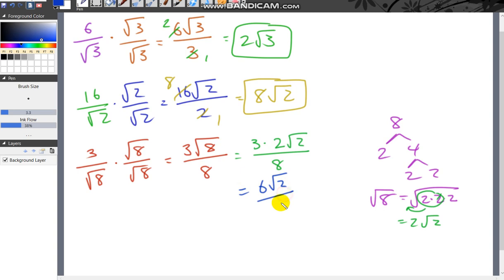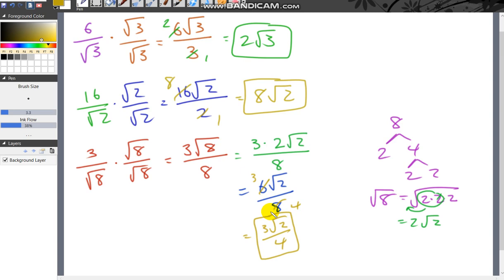So 6 times square root of 2 divided by 8. All right, okay, so that covers those problems. I'm going to stop this right now, and I'll continue where we left off. As you can see right over here, I just forgot to reduce. So this is 3 over 4. So actually this is 3 times square root 2 divided by 4. All right, so that is how you would reduce that one.